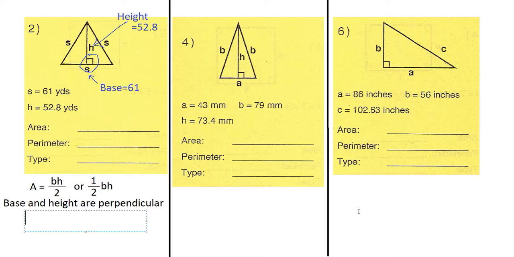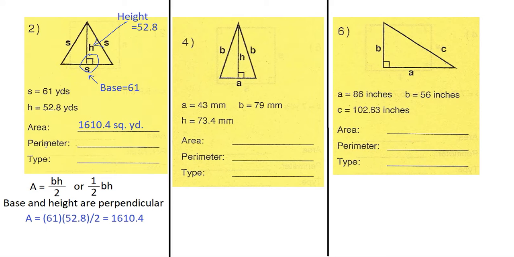So then for our triangle here, we can put down that the area is going to be the base, which is 61, times the height, which we have is 52.8, and then divided by 2 or multiplied by 1/2. And so that gives us, according to my calculations, 1,610.4, and that would be square yards for our units, or yards squared. There we go, putting that up on the answer box.